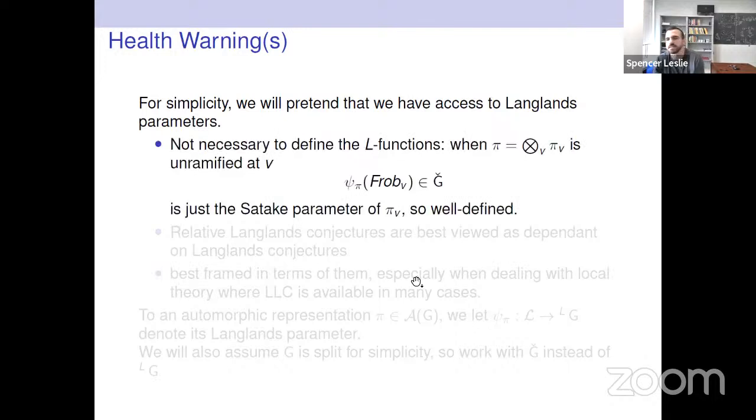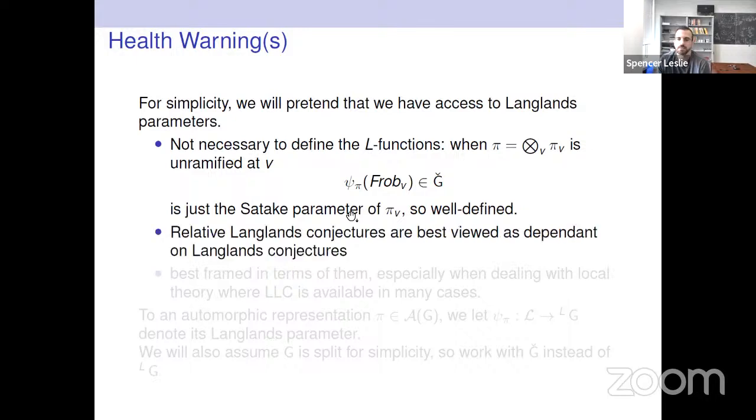For example, it's not even necessary to use this formalism to define the L functions on the previous slide. If I have an automorphic representation pi, and it's unramified at a place v, then this element Frob v of psi of pi on the previous slide is just the Satake parameter of the local representation. This is some unramified representation pi v, and so it has a well-defined Satake parameter, and that's all we need.